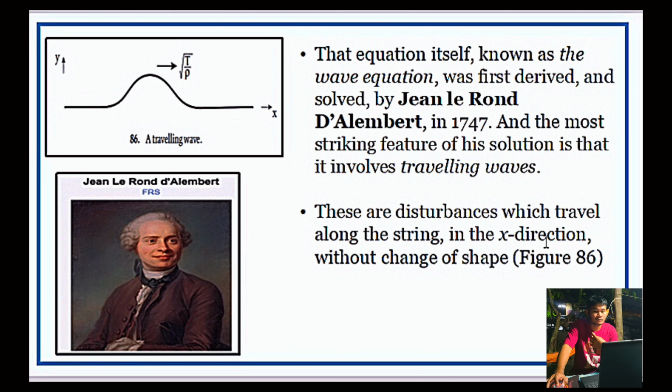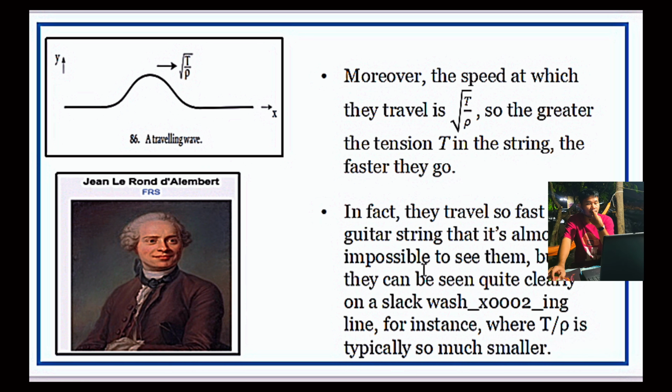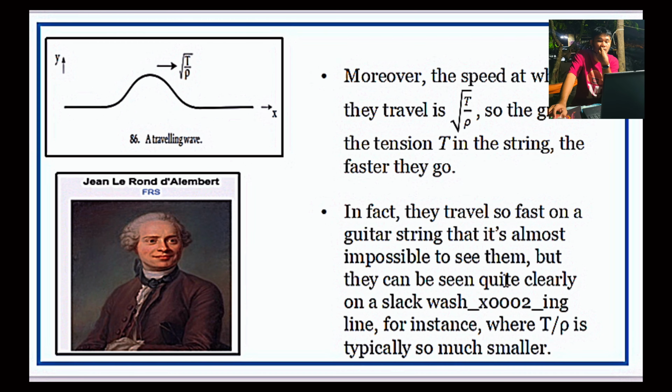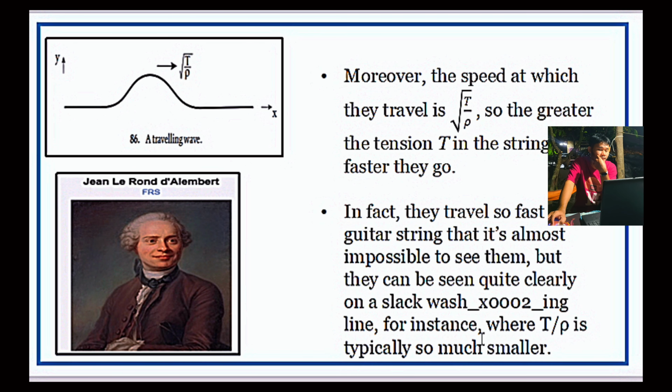These are disturbances which travel along the string in the x direction. Moreover, the speed at which they travel is given by this formula, the square root of T over rho, where T is the tension and rho is the density. So the greater the tension in the string, the faster they go. In fact, they travel so fast on a guitar string that it's almost impossible to see them, but they can be seen quite clearly on a slack wash.